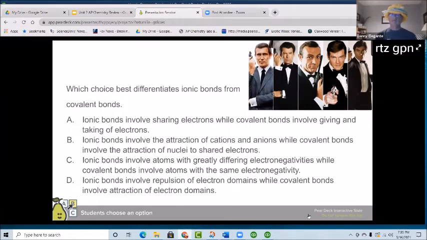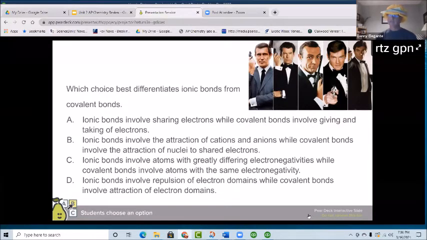C sounds reasonable. Ionic bonds involve atoms with greatly differing electronegativities, while covalent bonds involve atoms with the same electronegativity. Everything in that answer sounds pretty good, except for the word same. If you have the same electronegativity, then you would have to be the same element, right? So you can have a covalent bond even with different electronegativities. When things are different electronegativity-wise, they're polar. And when they're really different, we say they're so polar that they've almost become ionic, right?